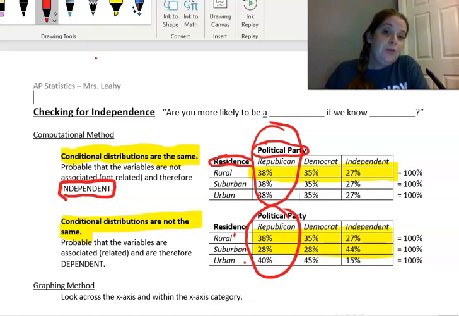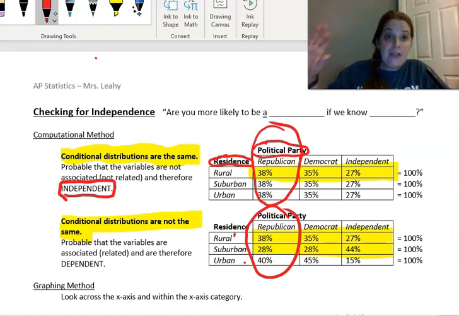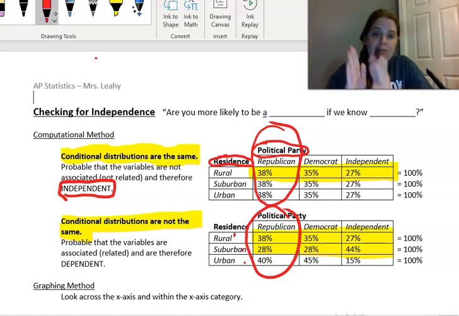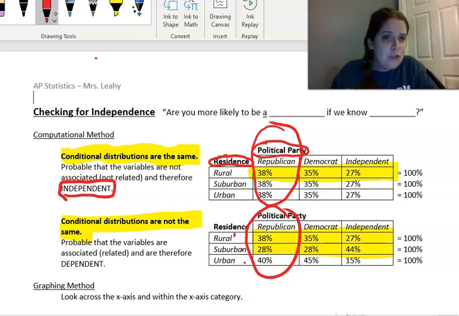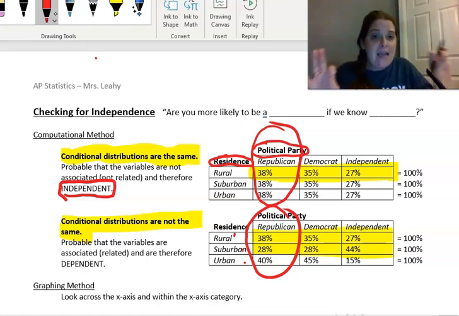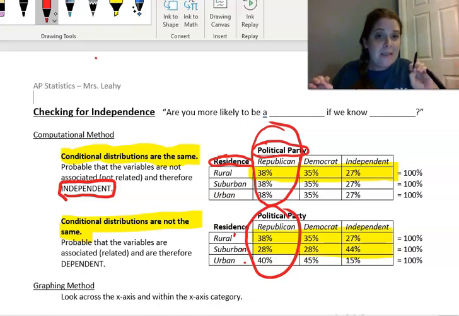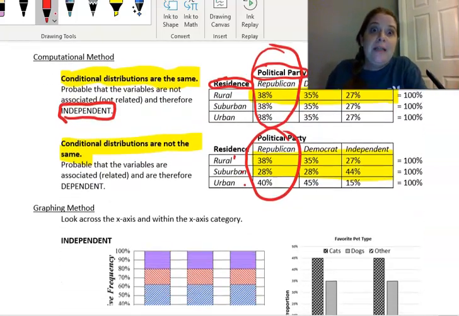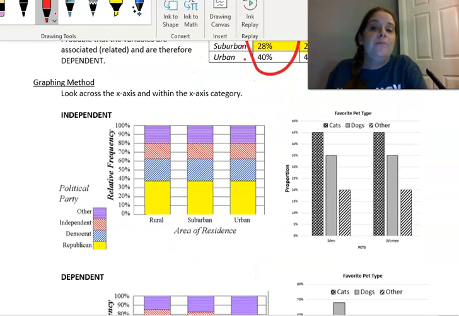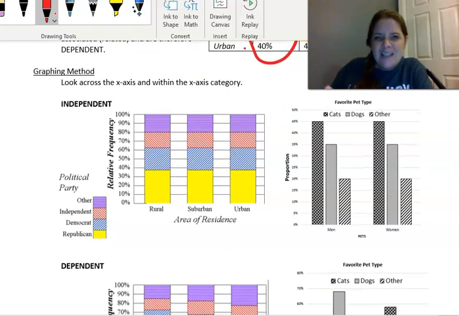So the distribution for all the categories, the distribution about how 100% is split up amongst those categories, for it to be independent, each one of those has to be the same distribution. Okay, you don't have to have the same percentage of Republicans, Democrats, and Independents, but the Republicans need to be the same for all subcategories of residents, and the Democrats need to be the same for all subcategories of residents, etc.